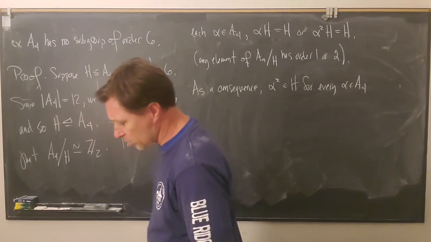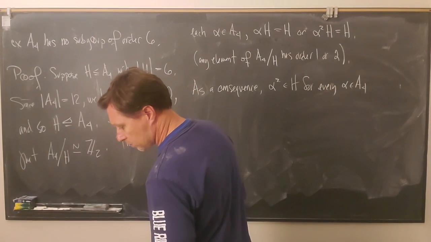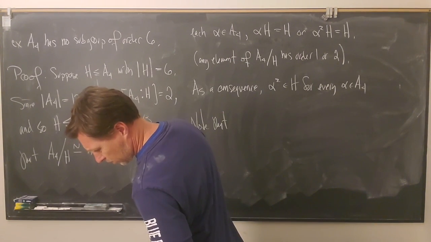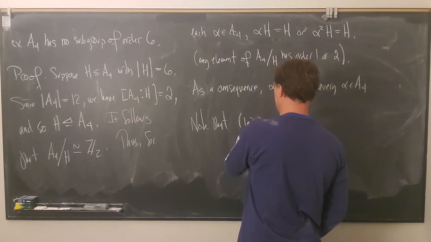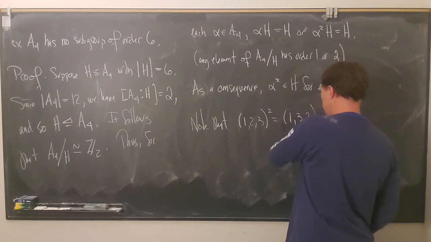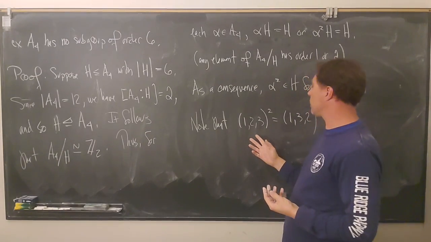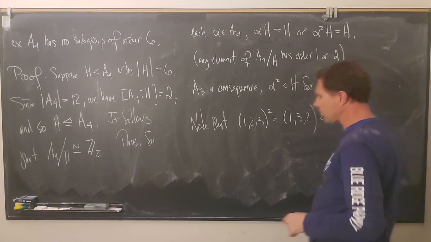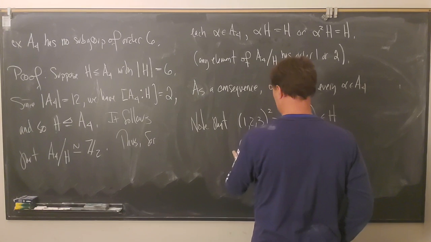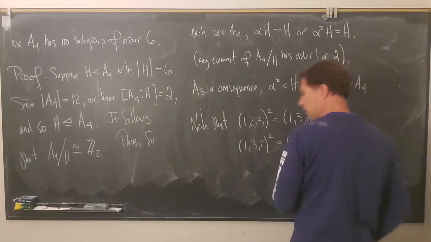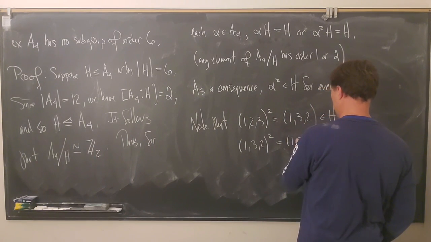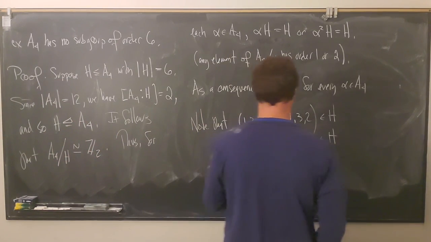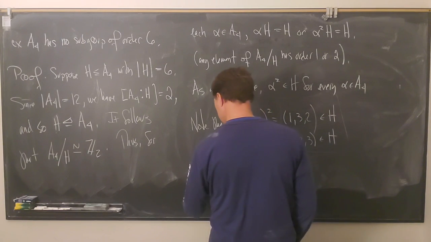Now, let's just take a look at some of the elements of A4. Note that (1 2 3) squared equals (1 3 2). This (1 2 3) is an even permutation, which means that it lives in A4. And so if I square it, this is what we get, and this has to be an element of H. Who else? (1 3 2) squared equals (1 2 3), so that one's an element of H. Every time I take an element in A4 and square it, it has to live in H. So what we have now is these two elements in H, and I can play the same game similarly.